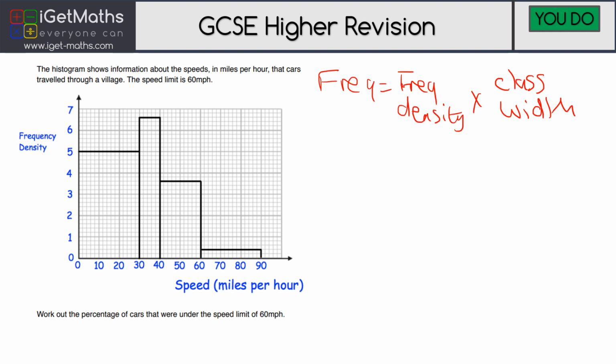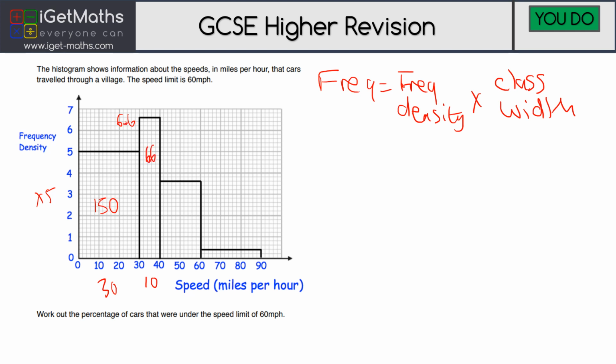If we work out the frequency for the first one, it's 30 wide, goes 0 to 30, so that's 30. We're going to times that by 5, because it goes 5 high. 5 times 30 is 150. The next bar goes 30 to 40, which is 10 wide. The scale is going up in 0.2s, so it goes 6.2, 6.4, 6.6. So on this one, it's 10 times 6.6, and that gives you 66.